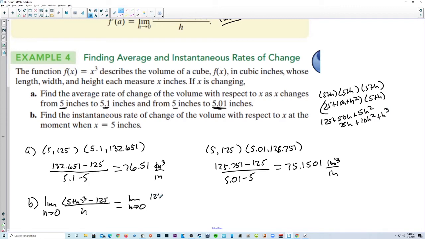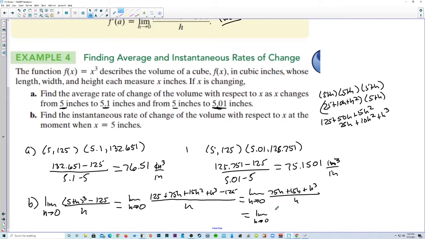So this is going to be 125 plus, no, 50h plus 25h, so 75h, plus 15h squared plus h to the third, and that's minus 125 over h. So limit as h approaches 0 of 75h plus 15h squared plus h to the third over h. Now we can factor out one of the h's. So we have 75 plus 15h plus h squared. The h canceled. So that's equal to 75 inches cubed per inch.